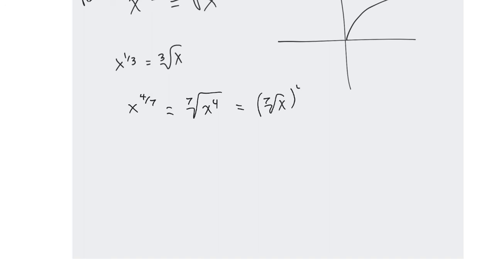You could also do it this way around. So the 7th root of x to the 4 is the same as doing the 7th root of x and then taking the 4th power. All right? So these are just powers of x, but they are very important other types of functions which are very different from the polynomials.